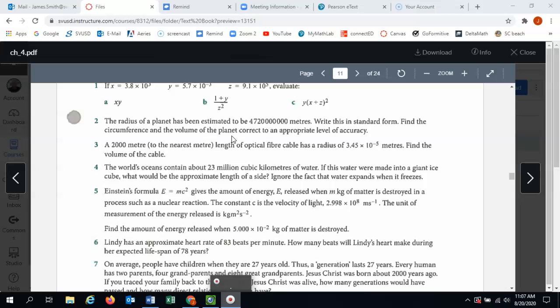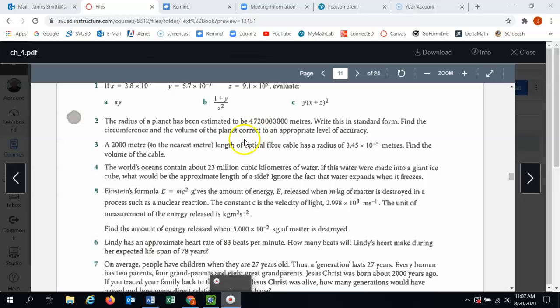So number 2, they're giving us the radius as a big giant number. They want us to write it in standard form, which just means scientific notation. So that means our decimal needs to be here so that it can be a number between 1 and 10. So we're going to take this decimal that would technically be here, and we're going to bump it over 3, 6, 7, 8, 9 places. So that number is going to become 4.72 times 10 to the 9th, since we moved it 9 places.